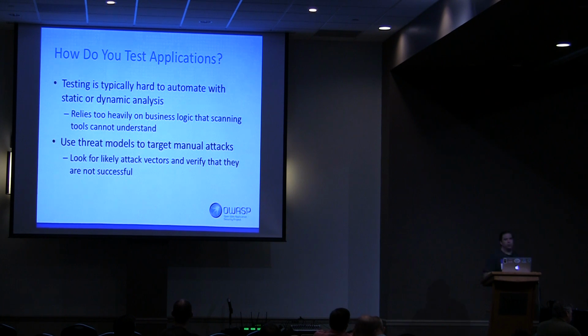So in order to do this, we need to use threat models to target manual attacks. We look for likely attack vectors, and then we verify that they're not successful. So what this really means is manual validation. Somebody has to actually go try out the different attacks that we can do and see what results we get back.